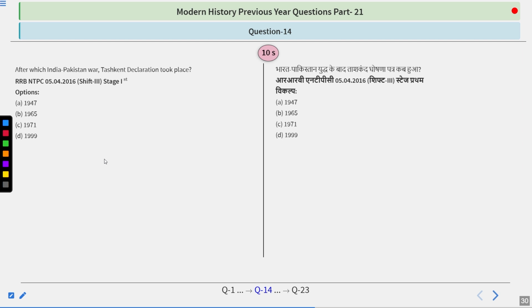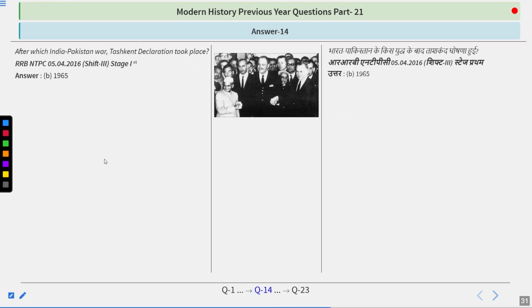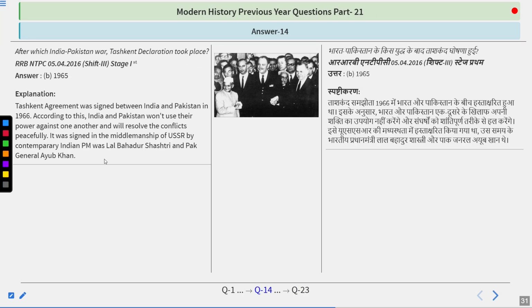After which India-Pakistan War did the Tashkent Declaration take place? Options are 1947, 1965, 1971, 1999. Very simple question this is. And once again, I guess you have figured out the answer, because the answer is 1965.